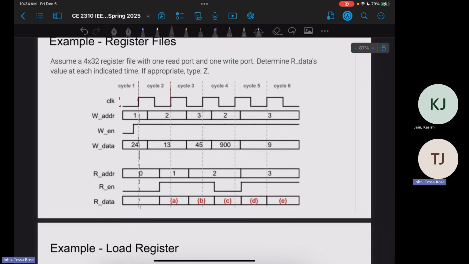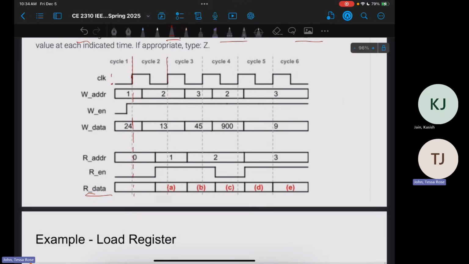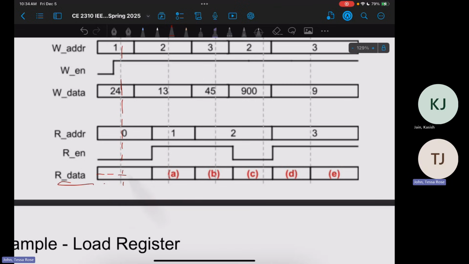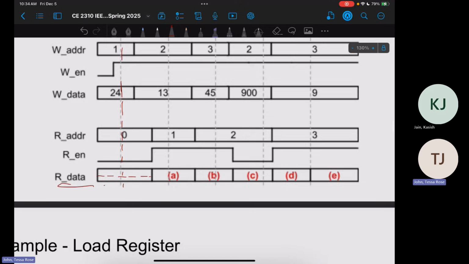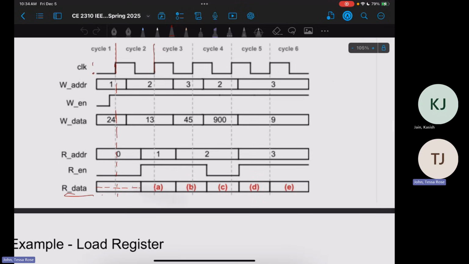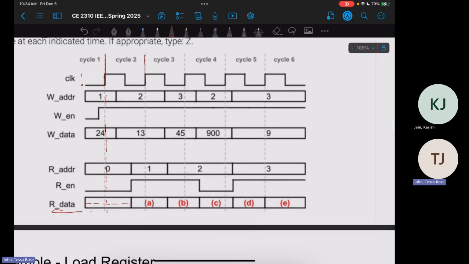For this question, we have a register file with a read and a write. We have to find the R data, so we're trying to find the read data. Going through cycle 1, our enable is 0, so we don't read anything. Since we don't have any numbers before, usually you don't write 0 because you don't know what it is. If you're hand drawing, you just write undefined in the middle. Usually in the exam, they won't ask you this. They would just tell you to start from A, like in this question.